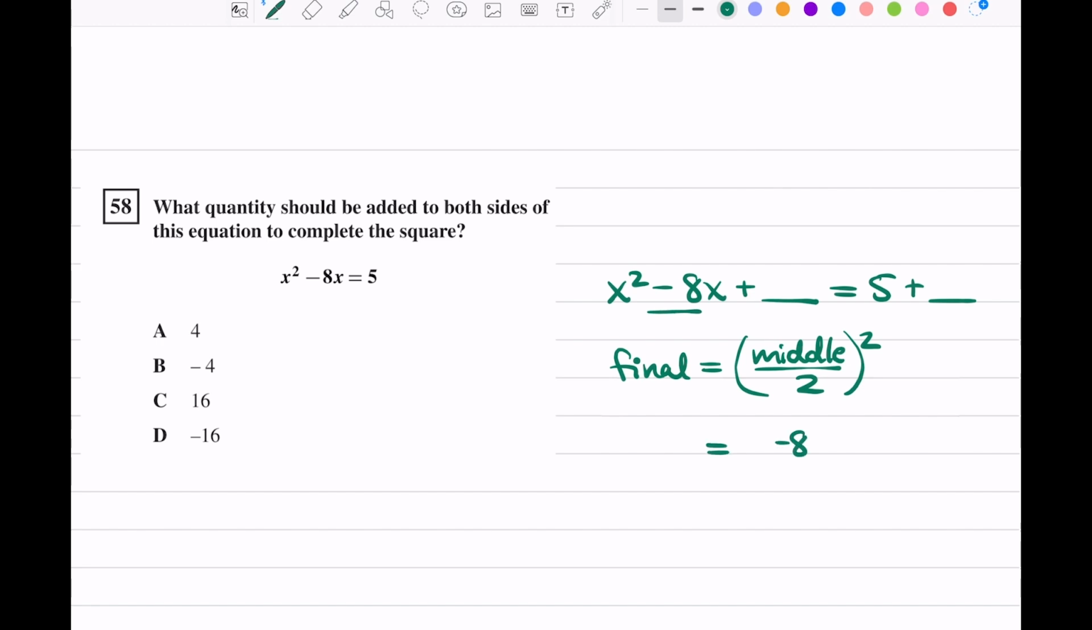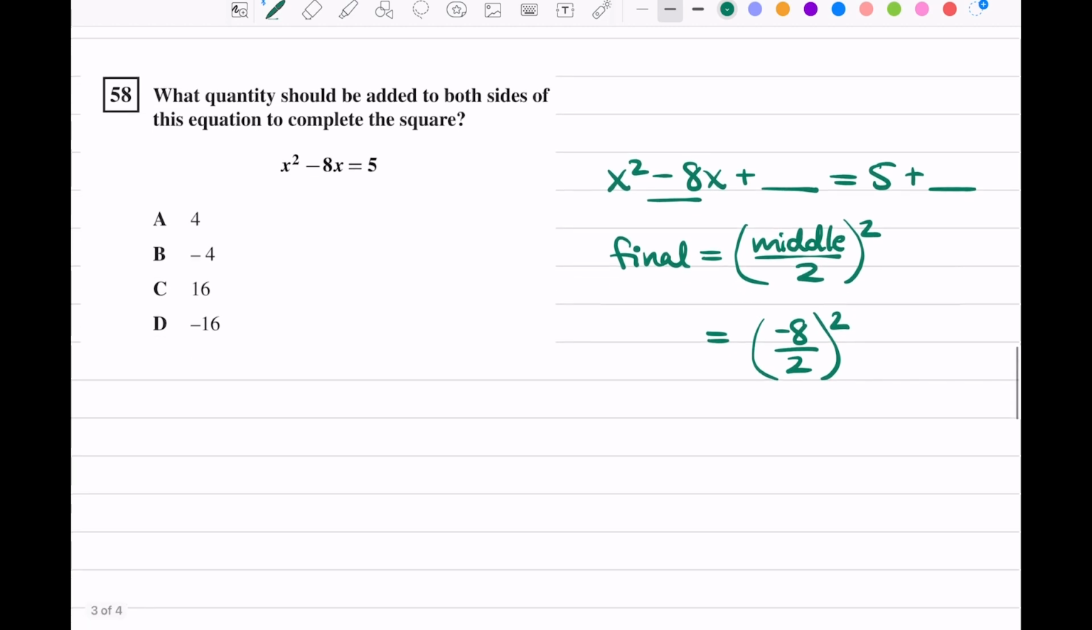We have negative 8 divided by 2 squared. Negative 8 divided by 2 is negative 4. So we have negative 4 squared. And what is negative 4 squared? That's negative 4 times negative 4, which gives us 16. So our final term in the blank is 16. And looking at the answer choices, that's option C.